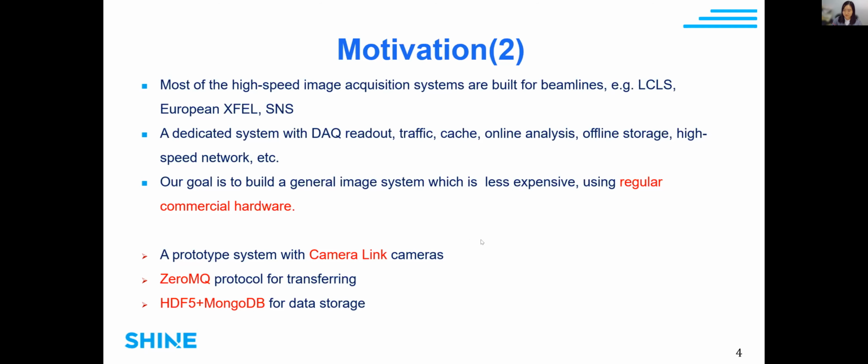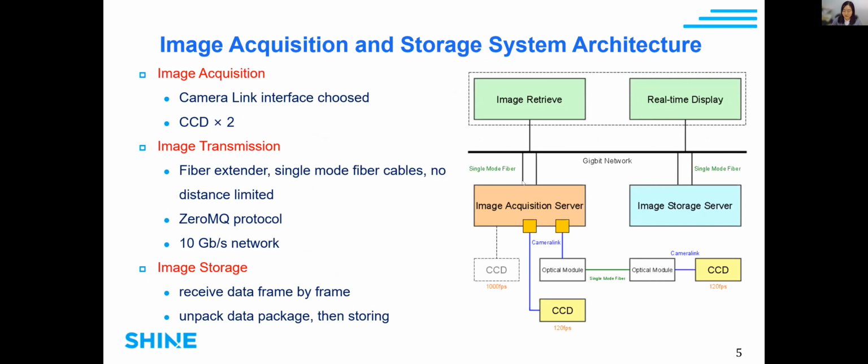Details as follows. The figure shown here is the system architecture. It can be divided into 5 functional modules as colored in the diagram. 2 CCD cameras with Camera Link interfaces take pictures at the same time. One camera is directly connected to a frame grabber through a cable. The other is connected to a frame extender through a fiber cable. That solves a distance limitation. Images are processed and packaged by the acquisition server and then transmitted to the storage server and the online display server.